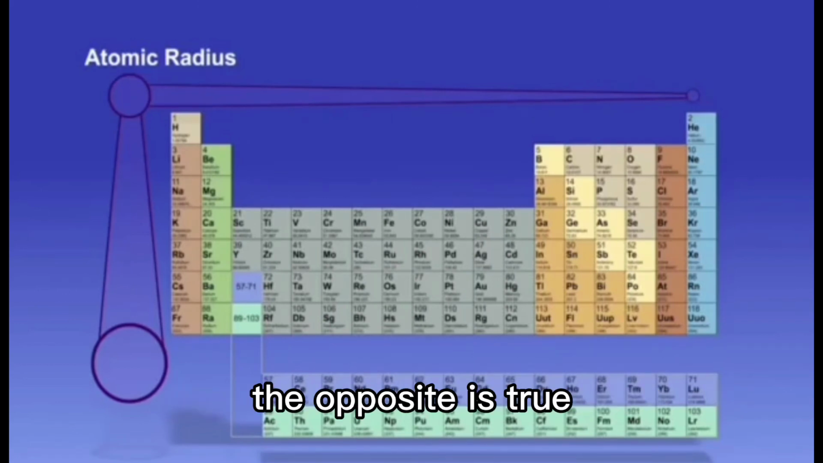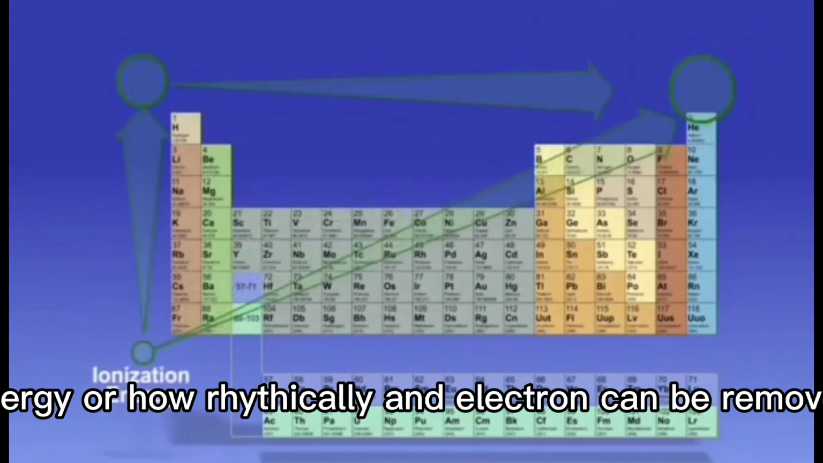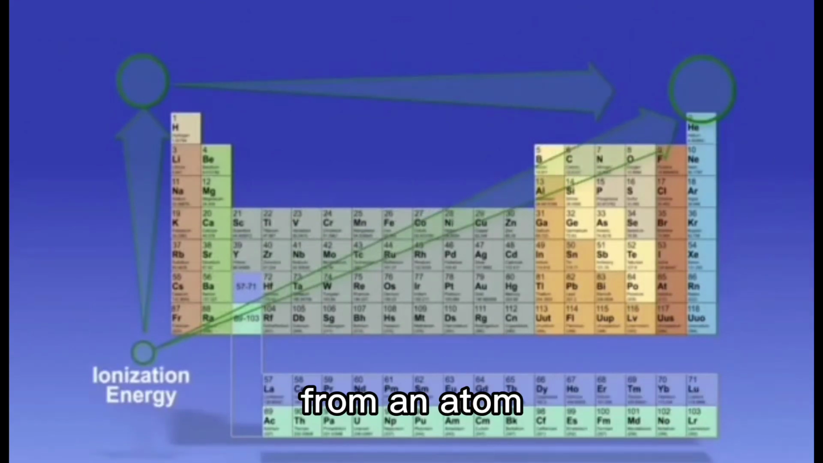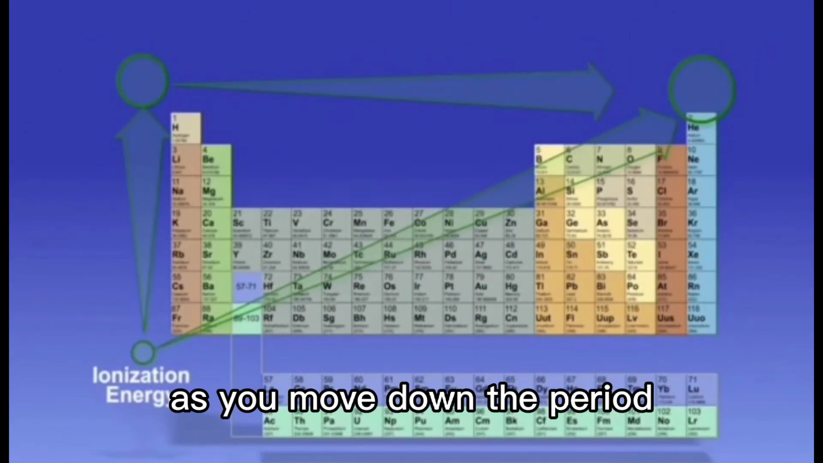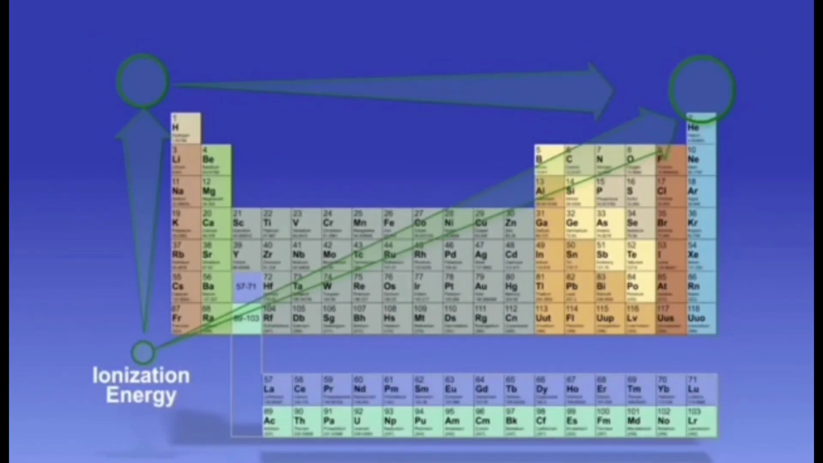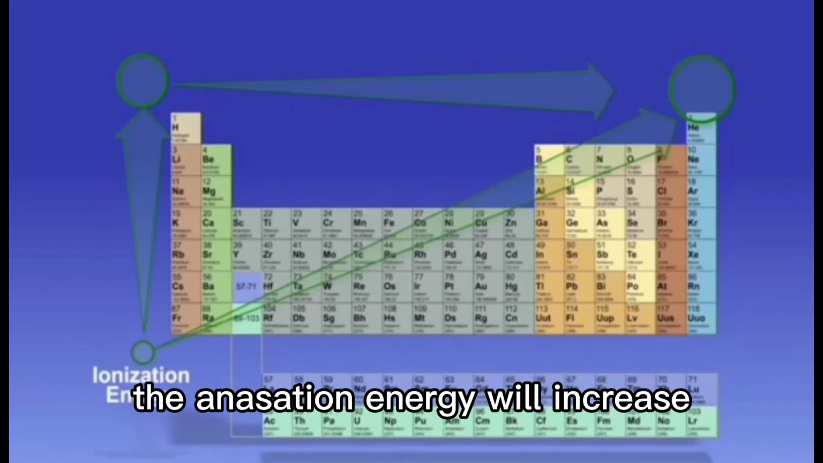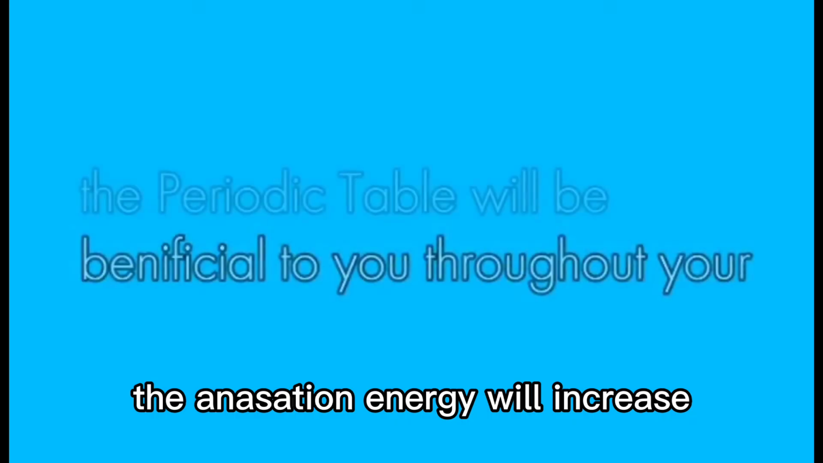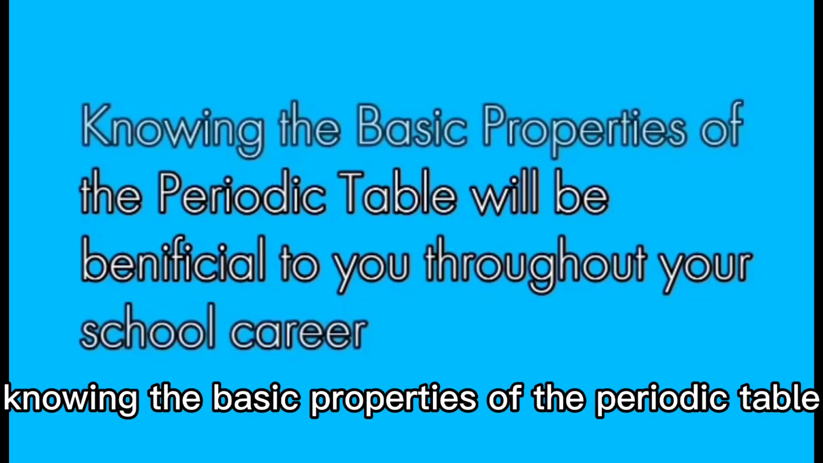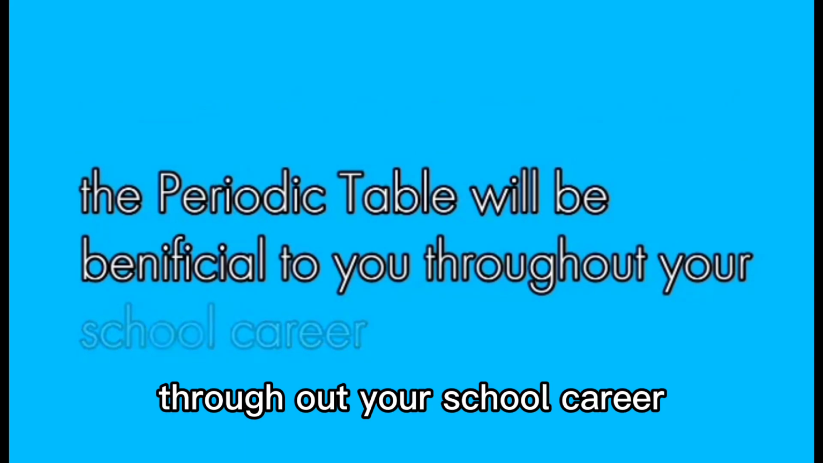The opposite is true for an atom's ionization energy, or how readily an electron can be removed from an atom. As you move down the period, the ionization energy will decrease. As you move from left to right across the groups, the ionization energy will increase. Knowing the basic properties of the periodic table will be beneficial to you throughout your school career.